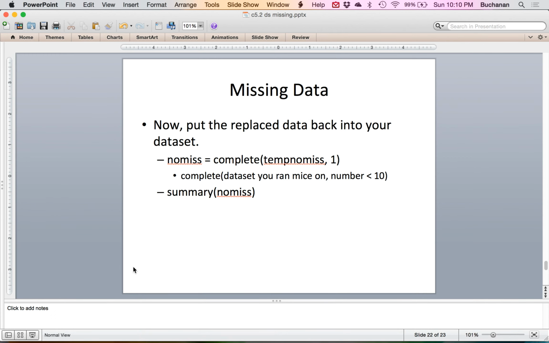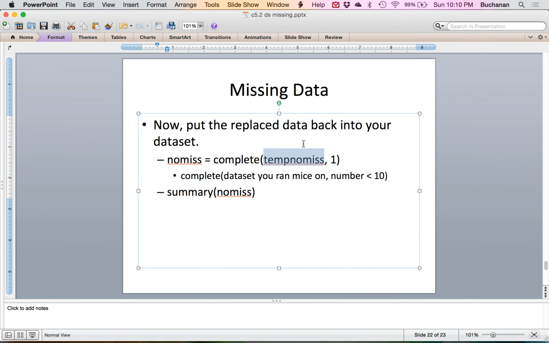So now I want to take my replace data and put it back together. And so that is the complete function. Complete is part of the mice package. You can't use it in any other way. And then you want to use the variable you just saved. And then this number out here is which imputed data set do you want.